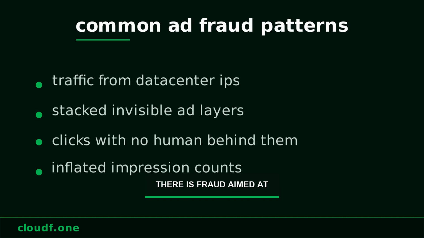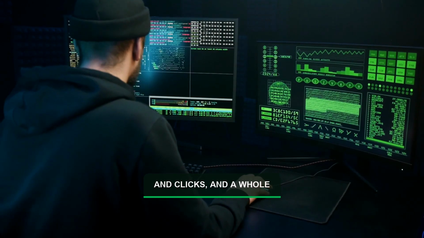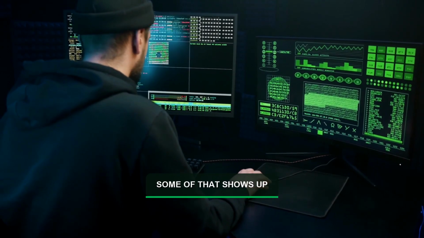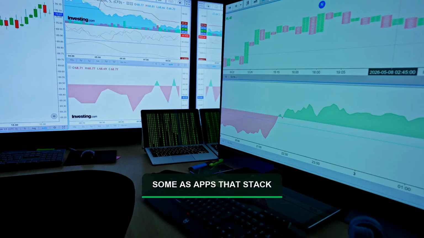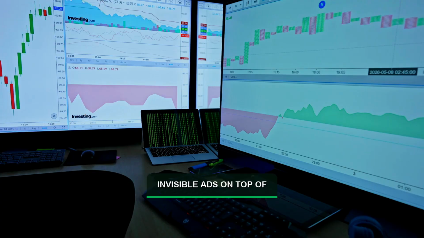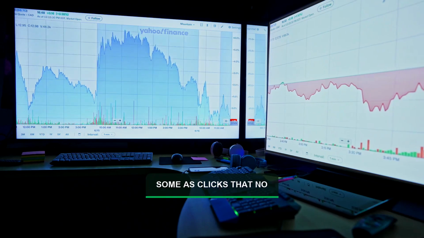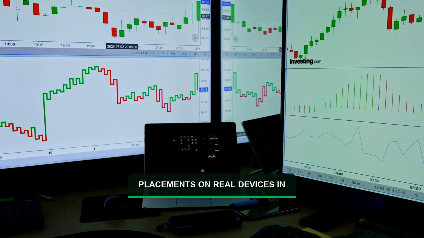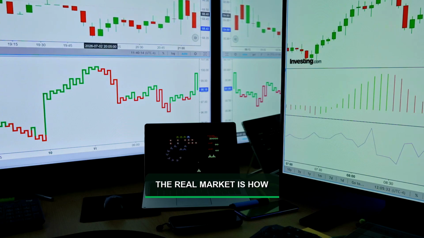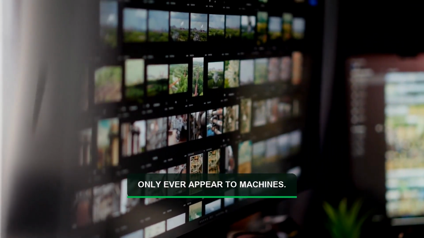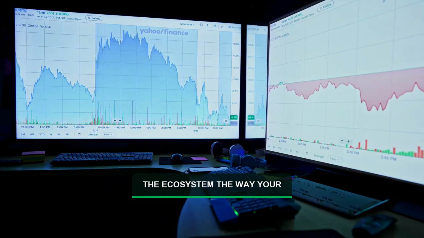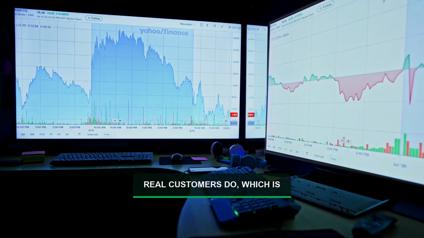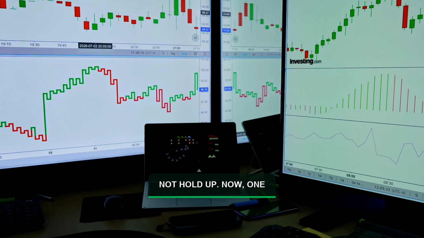And then there is fraud aimed at you. If you are the buyer, you are paying for impressions and clicks, and the whole industry exists to fake both. Some of that shows up as traffic from addresses no real person uses, some as apps that stack invisible ads on top of each other, some as clicks that no human ever made. Watching your placements on real devices in the real market is how you catch the ones that only ever appear to machines. A real phone that behaves like a real customer sees the ecosystem the way your real customers do, which is exactly where the fakery does not hold up.